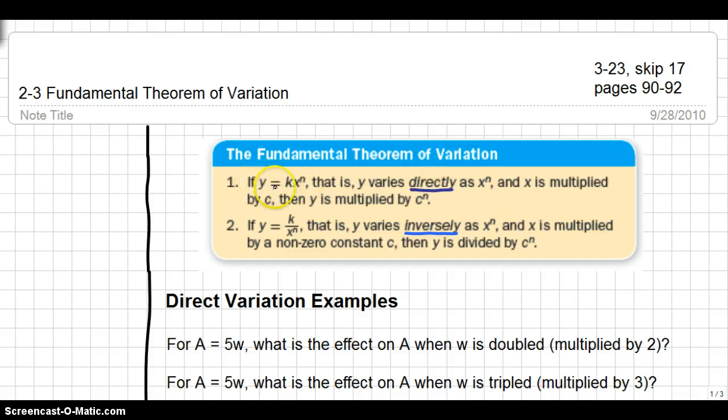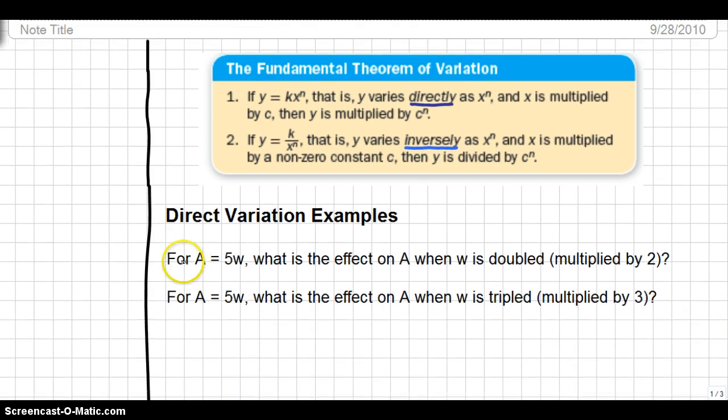If you have a direct situation and the x value or the independent variable gets multiplied by something, then the y value gets multiplied by that same value raised to any powers that may exist. So the n value here, or the power, has to match with the power that's on the x. Let's put that into practice with a specific example.